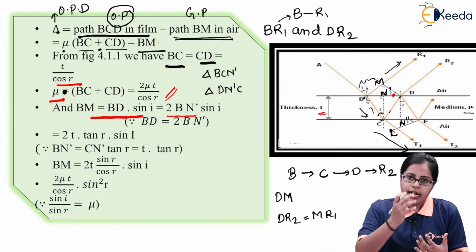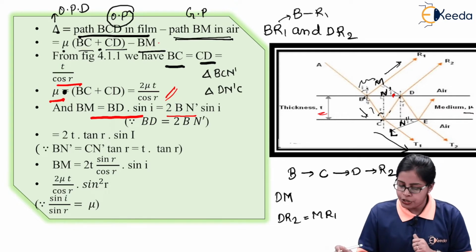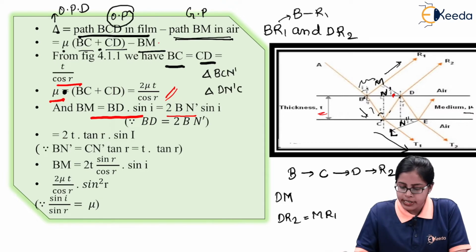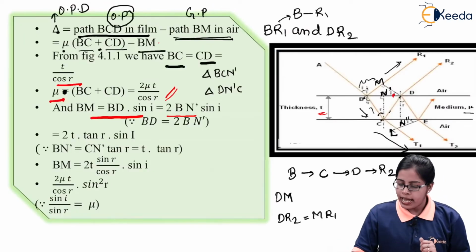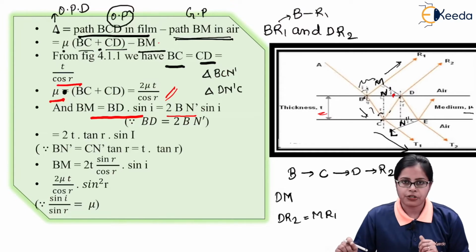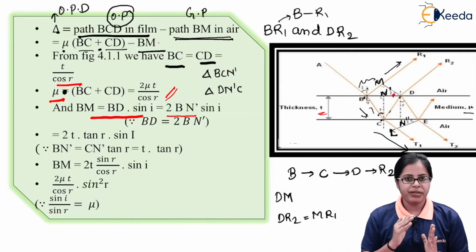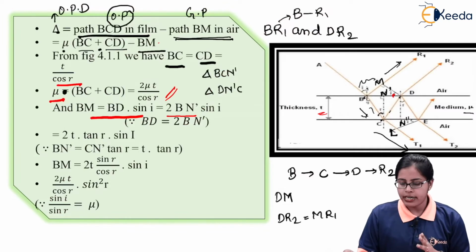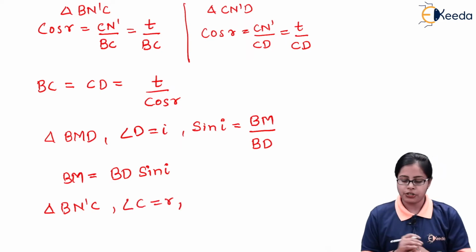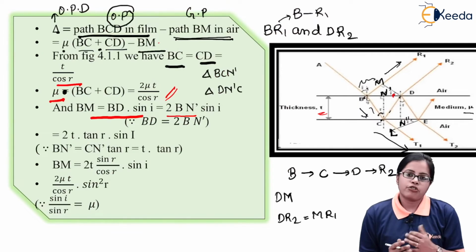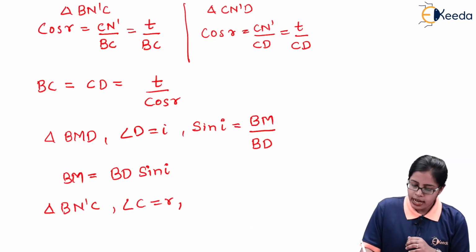Next, if we want to calculate the further part of BN dash, again we need to consider the triangle over here. The second triangle which we are going to consider is BN dash C. In this case, the angle C is indicating the angle of refraction. So to get the value of BN dash, I'm going to calculate the value of tan R in triangle BN dash C. Angle C is indicating the angle of refraction, and from there, using trigonometry, we are calculating the value of tan R.